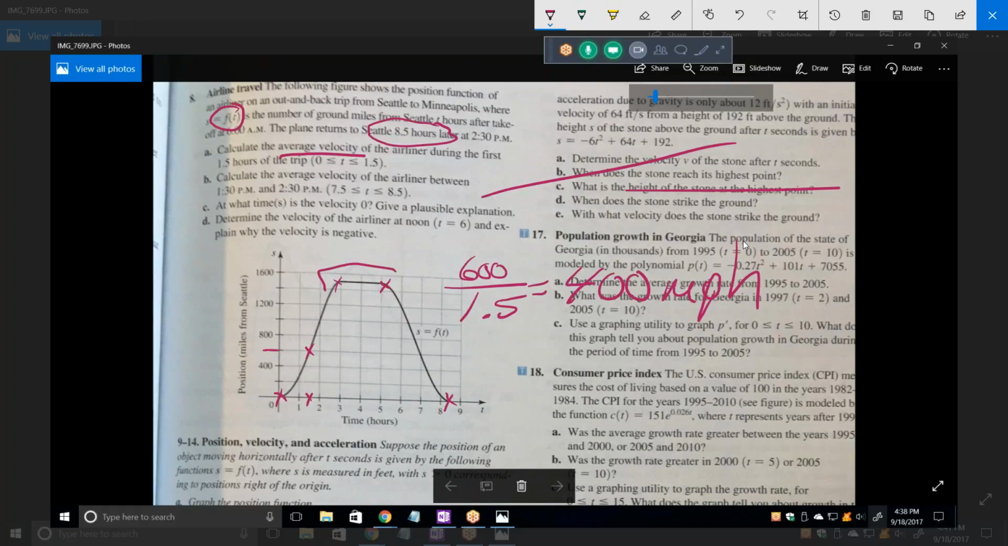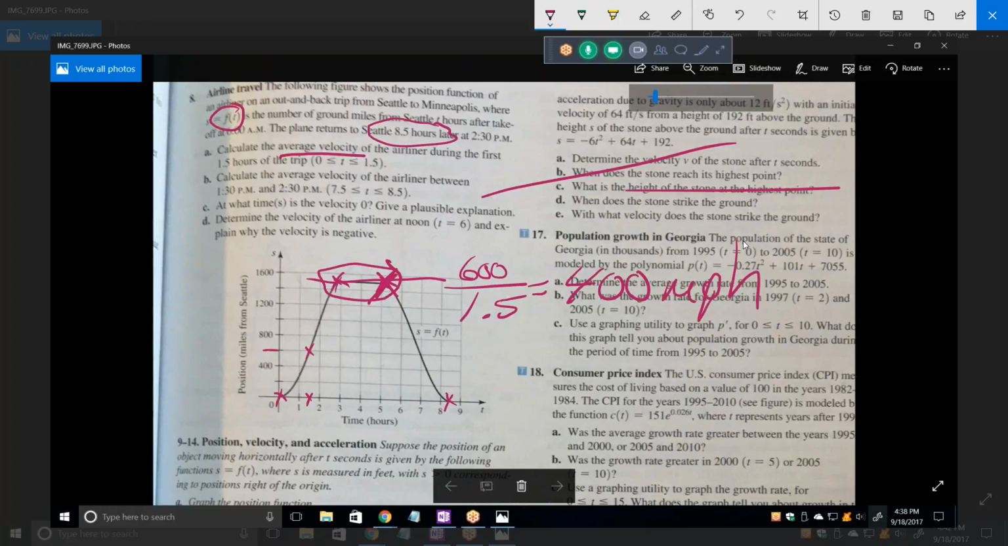In other words, what's happening right there? What's the plane doing? It's in Minneapolis. Yeah, it stopped. In other words, the position's not changing. It got to 1,500 miles from Seattle, and it's still at 1,500 miles from Seattle. And the tangent line is 0, so the velocity is 0, so it's stopped. It's at the terminal in Minneapolis. And at this point, it takes off and goes back the other direction.